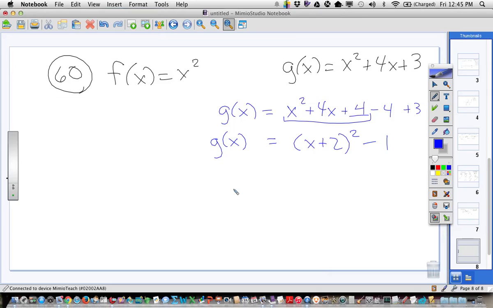So that's a little bit about number 60. Okay, what else do you want to see on the homework?